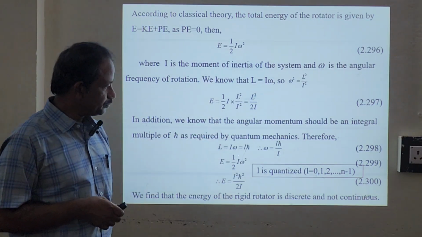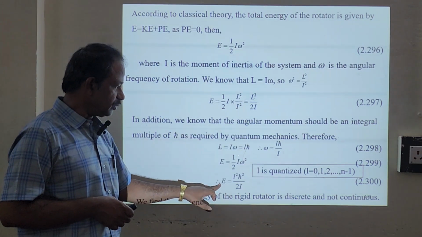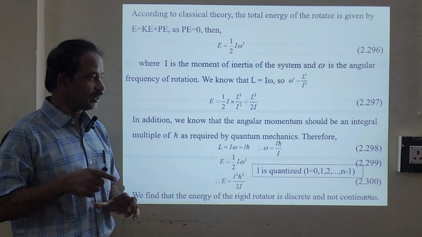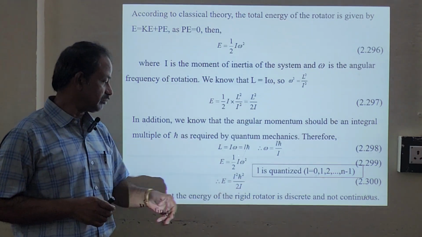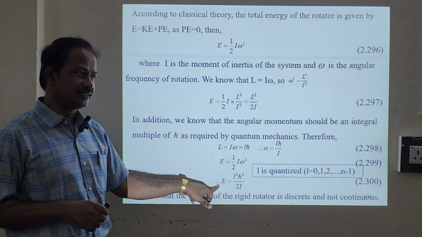Your omega equal to l h bar by I, substitute here, you will get E equals l squared h bar squared divided by 2I. So I squared and I, one I will get cancelled. You have l squared h bar squared divided by 2I. So this is the expression for the energy.